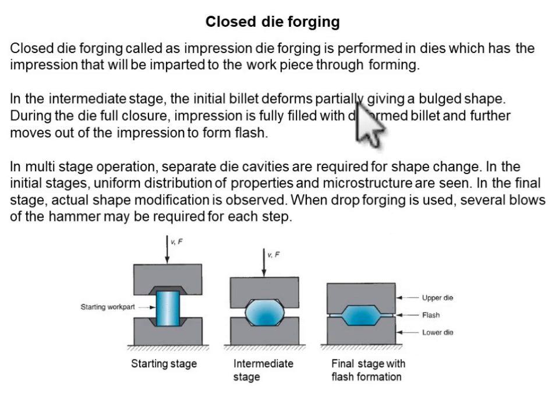Now closed die forging. So you can see the difference here. In open die forging, we don't have any coverage from this side, and the material is free to flow in the lateral direction.